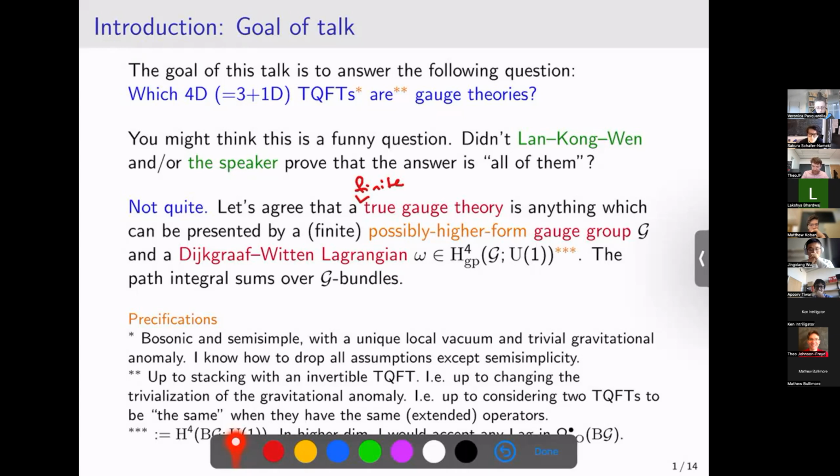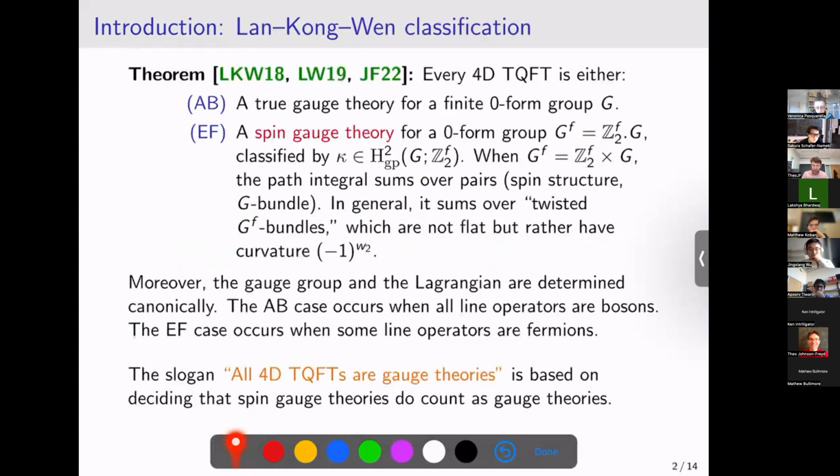So now that I've explained what I want to consider a true gauge theory, let me tell you what the Lan-Kong-Wen classification of 4D TQFTs actually says. The Lan-Kong-Wen classification of 4D bosonic TQFTs, this was in a footnote before, but I then forgot to copy it. This is for bosonic TQFTs over C, over any algebraically closed field of characteristic 0.